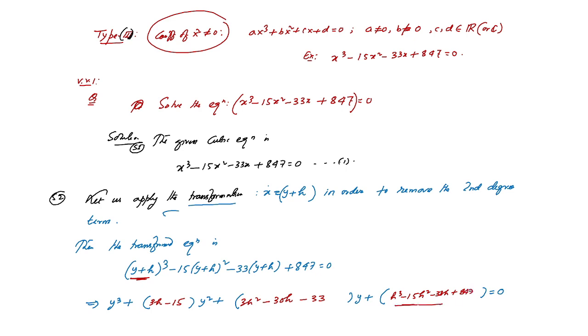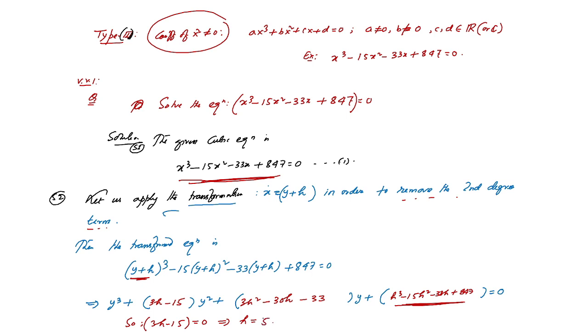You will see this is exactly the equation in x, now as an equation in h. This is a constant term, you can verify. So what we have done here is to remove the second degree term. To remove the second degree term, the coefficient of y square must be 0. So that means 3h minus 15 must be 0, otherwise we can't remove the second degree term. So what is the value of h? The value of h equals 5.